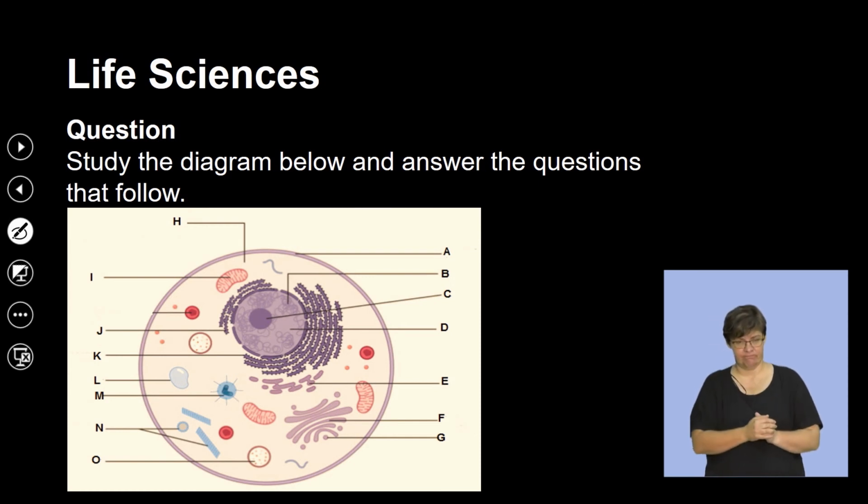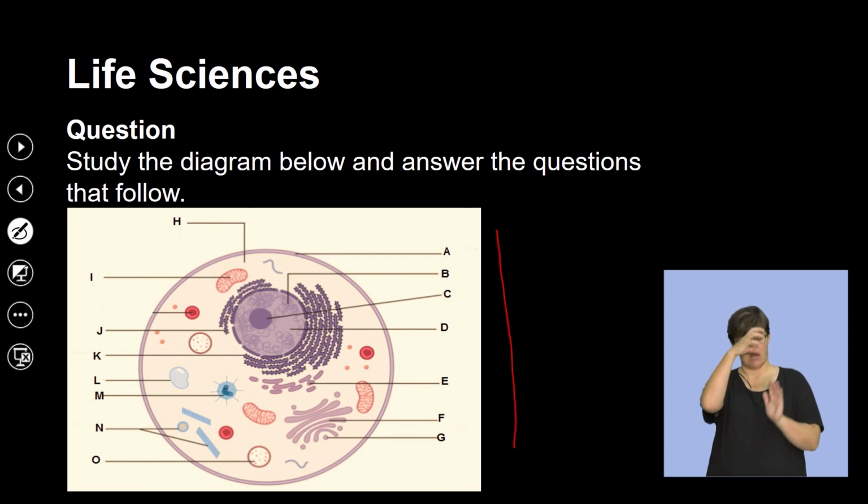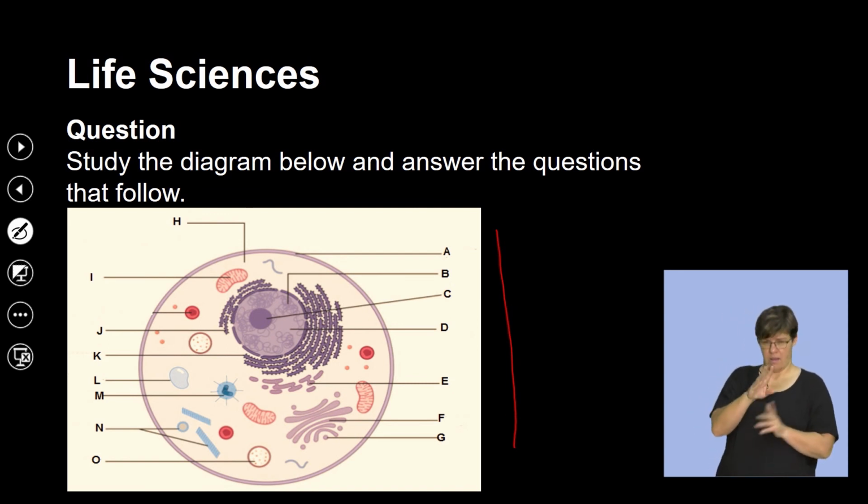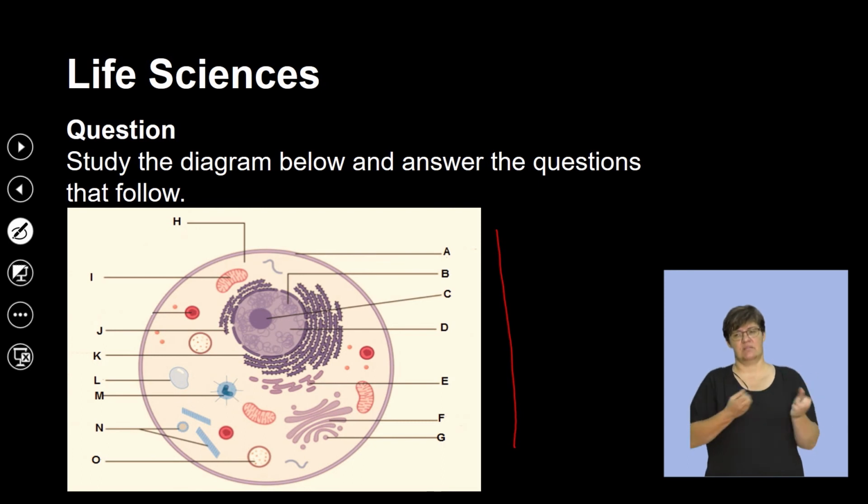Study the diagram below and answer the questions that follow. So here's a diagram that shows various parts that are labeled or require labels. As a quick overview, in a test or an exam, it's good to have an overview of the diagram, look at the diagram and try and establish the different labels that have been provided. Then read the questions to try and get a better understanding.